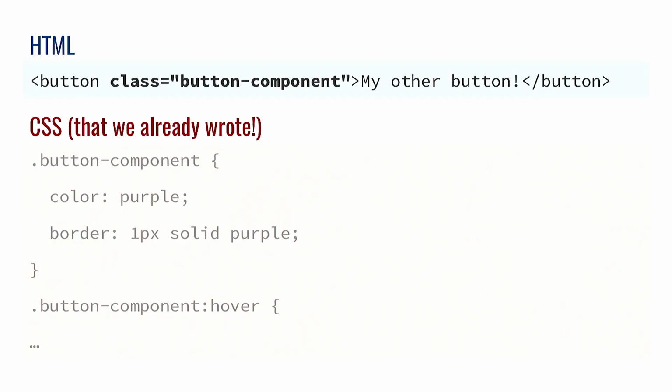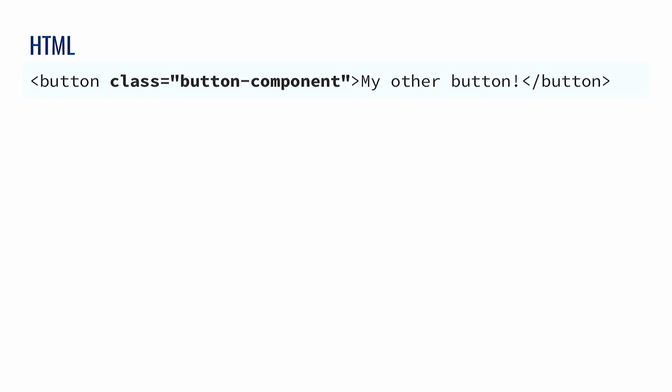So the next question is naturally, how do we use it to create our other 20 buttons? Let's say that we want to create another button called My Other Button. Then we can just add the button-component class to the HTML of this new button, and it'll automatically be styled with all of the CSS that we wrote before. So we don't need that anymore. And this makes our code look a lot cleaner, less redundant.